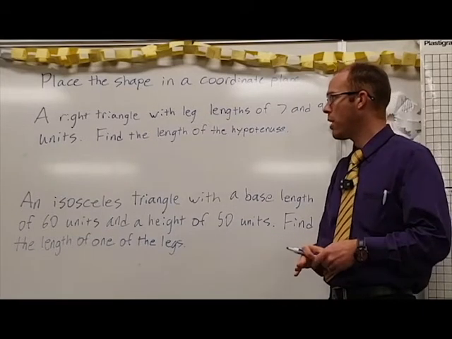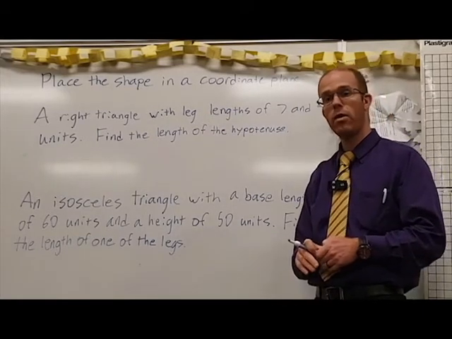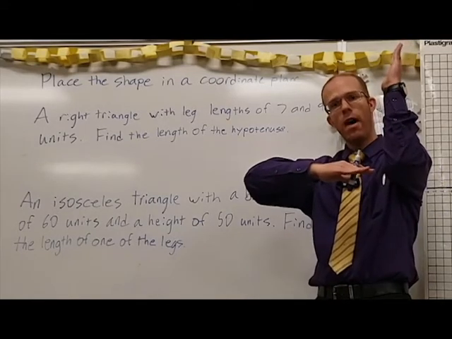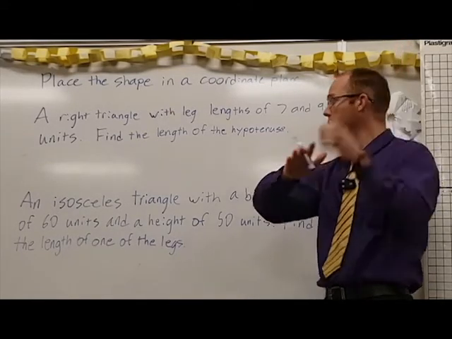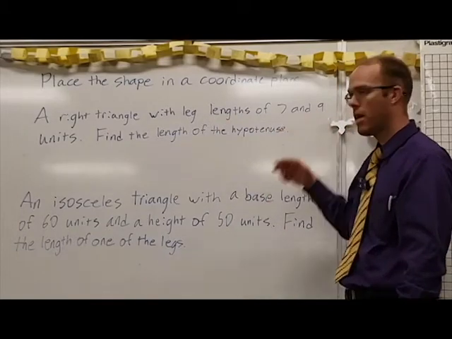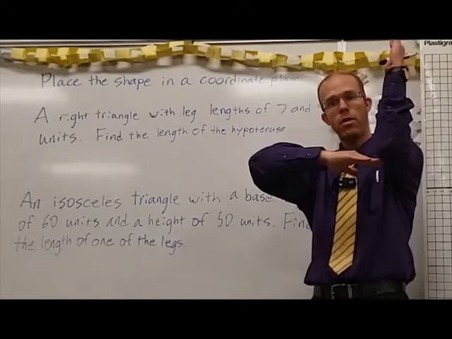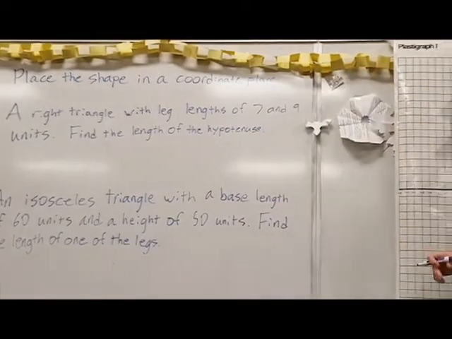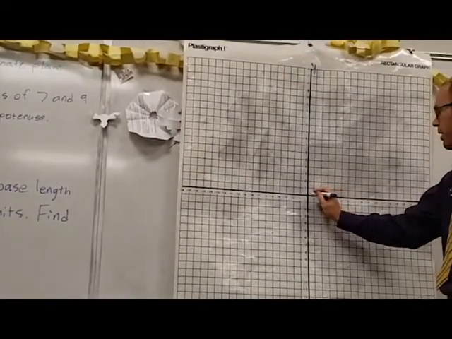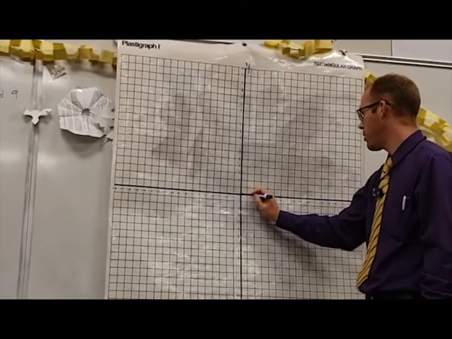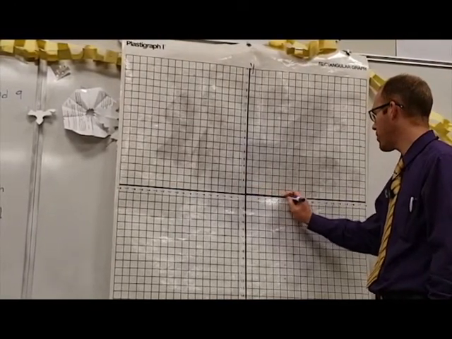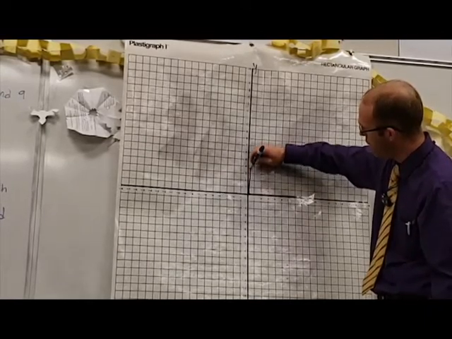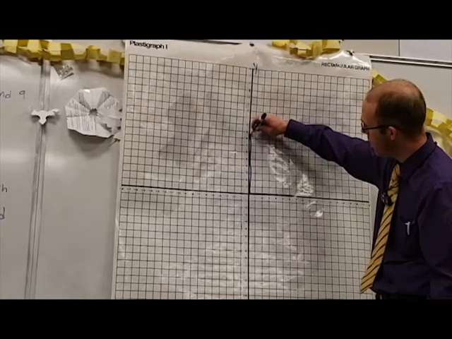Okay, it's a right triangle. I need a 90-degree angle, and if I use horizontal and vertical lines, that will give me nice 90-degree angles. So these legs of 7 and 9, I'm going to place horizontally and vertically, and that will be the easiest way in the coordinate plane. So let's take a look right here. We've got a leg length of 7, so I'll go 1, 2, 3, 4, 5, 6, 7. And a leg length of 9. 1, 2, 3, 4, 5, 6, 7, 8, 9.